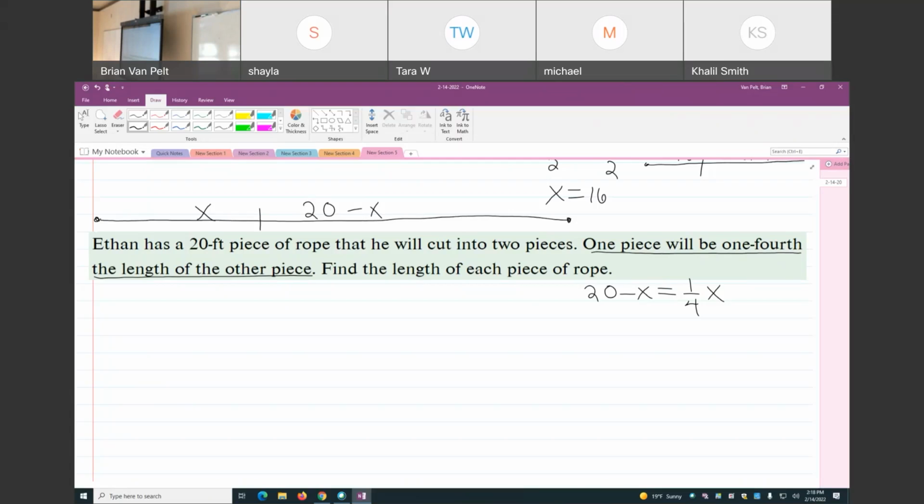Well, now that you got it in that form, what would you do next? Multiply everything by 4? Good idea. Multiply everything by 4, so we look like this then. I get 4 times (20 minus x) equals x. So that's what happens after I multiply by 4. Now what?